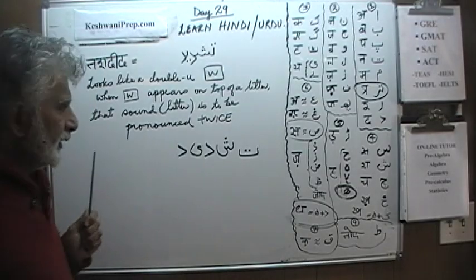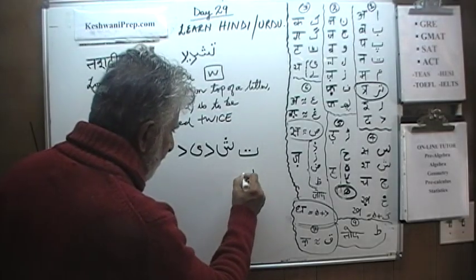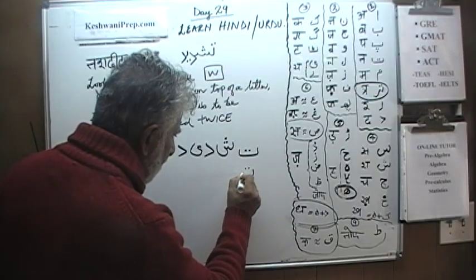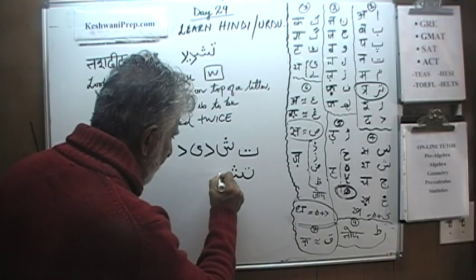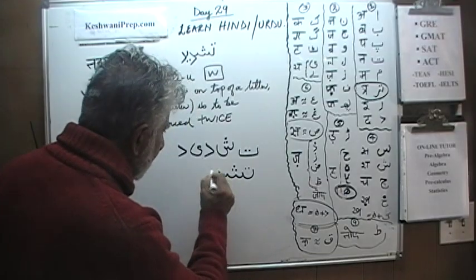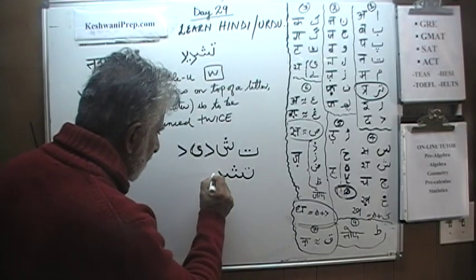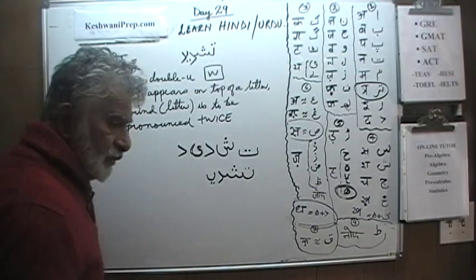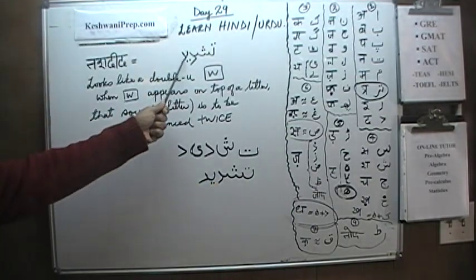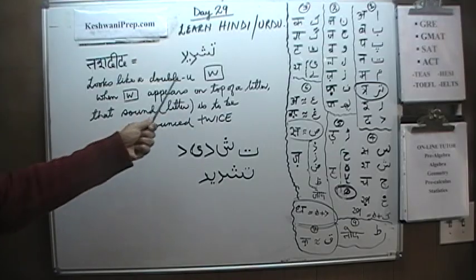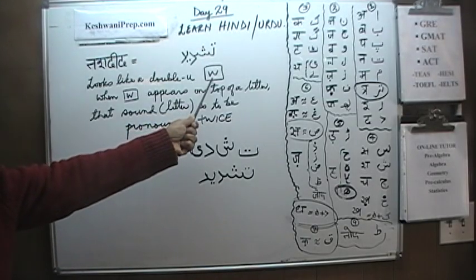When we put them all together, the ta takes this shape. The sh will have two loops there. Then we'll make another additional loop to join the da. This is our da. Then choti ye looks like this when it appears in the middle of the word, and then another da. Tashdeed. It looks exactly like a W.